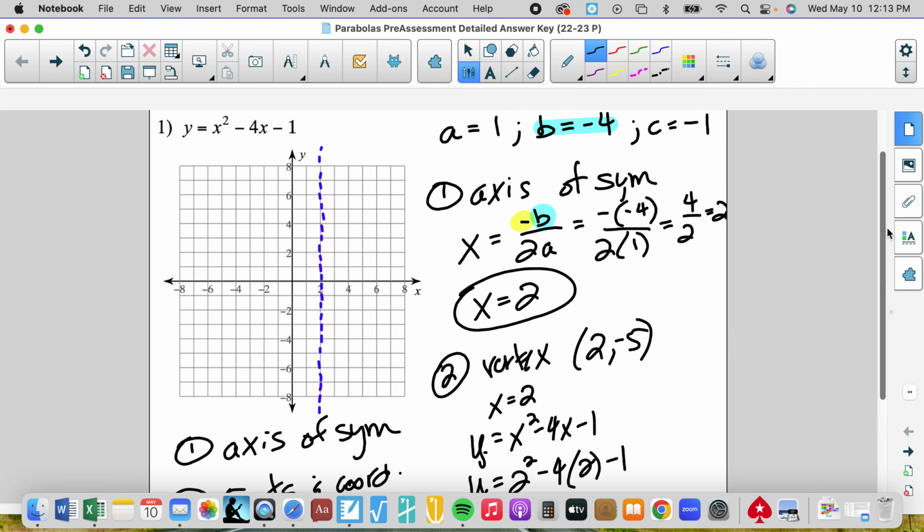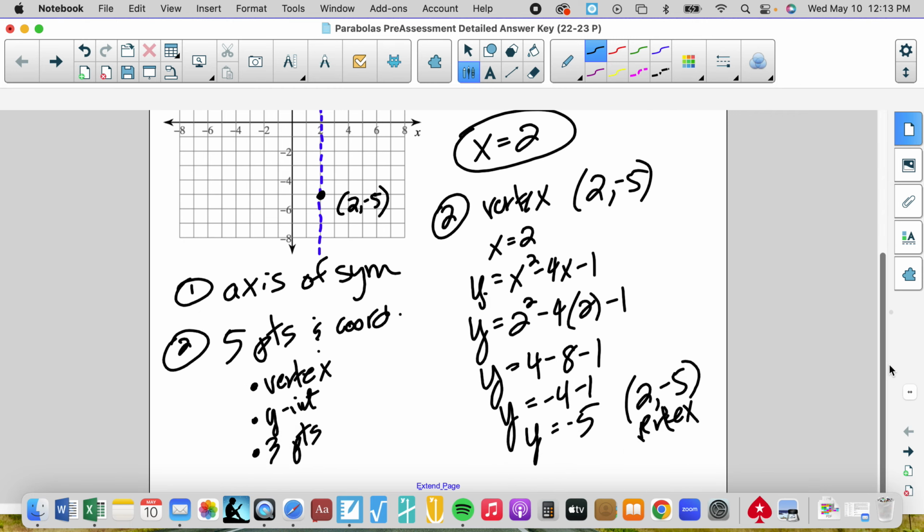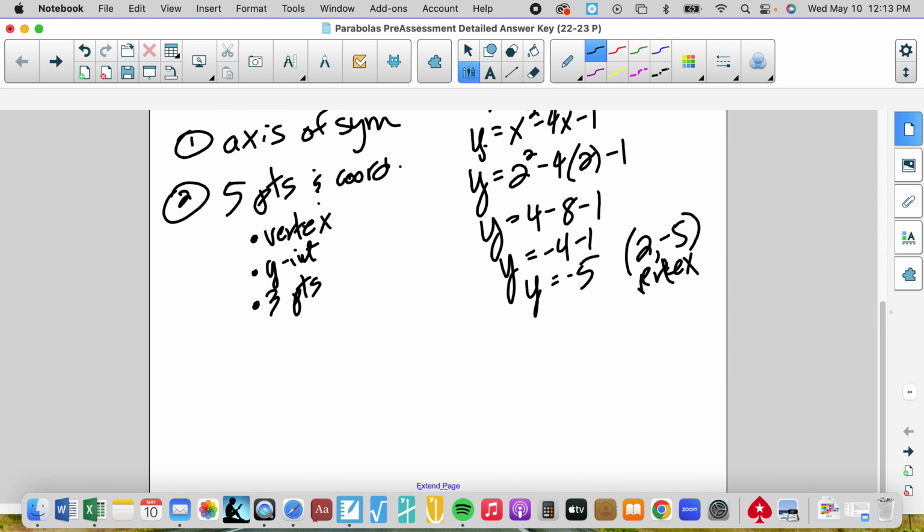This is my first point, and it is (2, negative 5). So this is the bottom of my parabola, and I'm going to label it (2, negative 5). It needs to be legible. I need to be able to read it. It needs to be next to the point. And these are things that you definitely need to have on your assessment tomorrow.